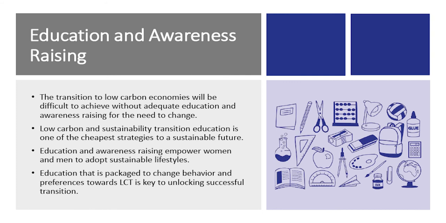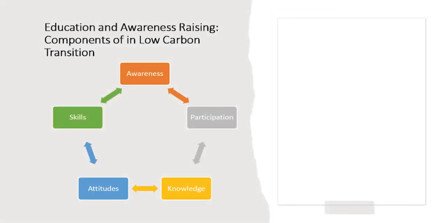Low carbon and sustainability transition education is one of the cheapest strategies to a sustainable future. I can substitute that and say it's one of the cheapest strategies to net zero by 2050. Education and awareness raising empower, especially women and men, to adopt sustainable lifestyles. Education that is packaged to change behavior and preferences towards low carbon transition is key to unlocking successful transition. Therefore, when I'm talking about education and awareness raising, we also include participation, knowledge generation, changing of attitudes, as well as building skills.